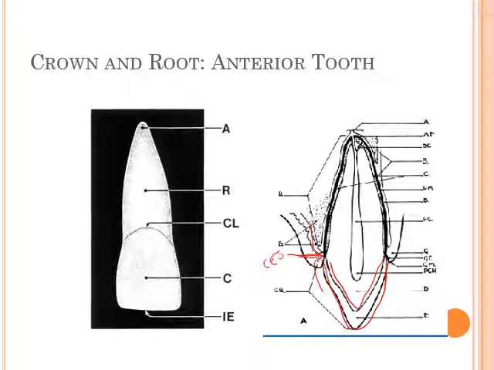On the clinical portion of the crown, which is the crown that shows up above the gingiva, you also have where that dentin and enamel meet, which is referred to as the DEJ, the dentino-enamel junction.